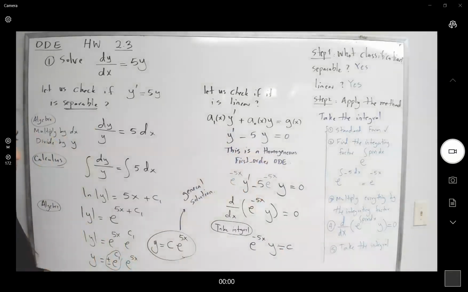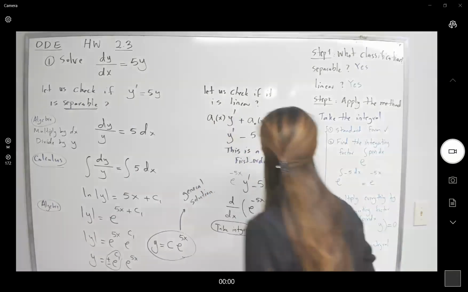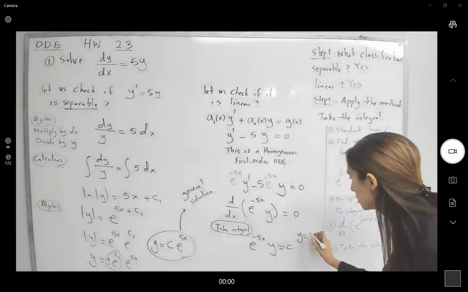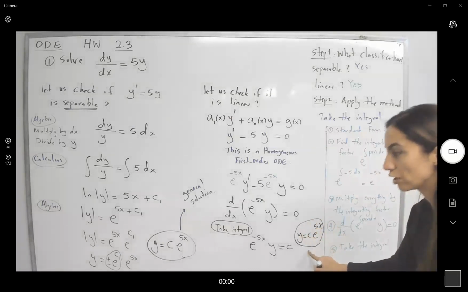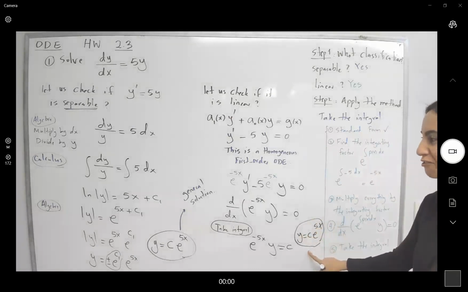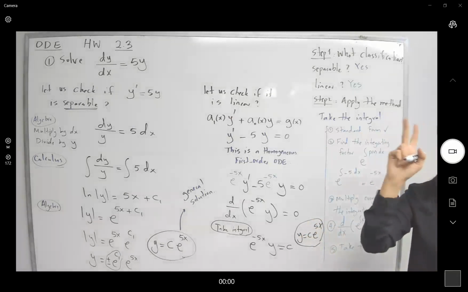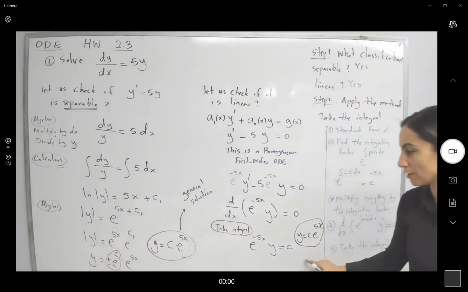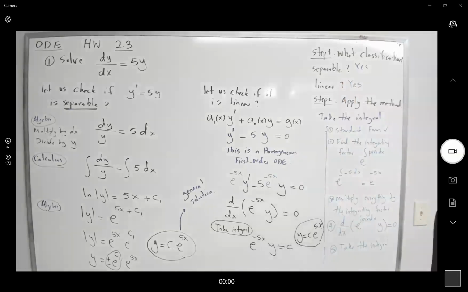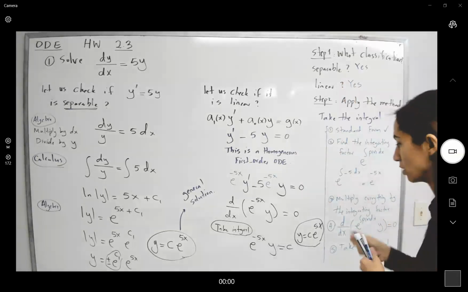Okay, so what is y? y is equal to c e to 5x. We found the general solution for this differential equation using two methods, separable and linear. As you can see, you have the exact same general solution. They must be the same.